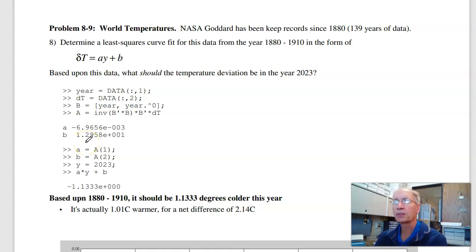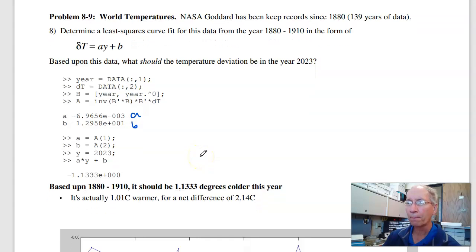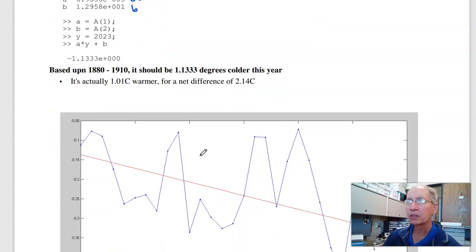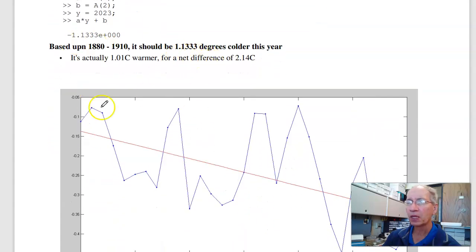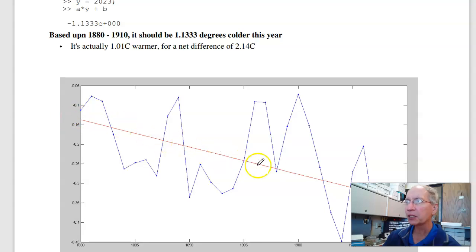Global temperatures. NASA Goddard has been keeping track of world temperatures since 1880. Bring in that data. If I want to do a linear curve fit, bring in the data and do a linear curve fit. Here's your basis, linear curve fit. There's A and B. So if I do 1880 to 1910, here's what the curve fit looks like. Actually, it looks like we're getting colder. That actually was the worry back at the turn of the century: are we entering another ice age?